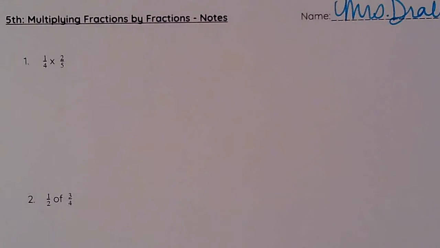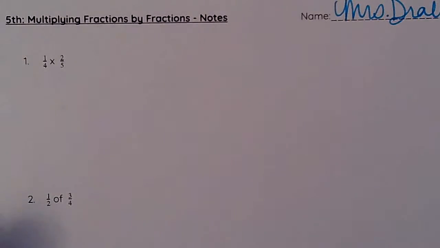Today we are going to talk about multiplying fractions by fractions. When we are multiplying fractions by fractions, we simply multiply across the numerators and multiply across the denominators before we then simplify to get our answer in lowest terms.